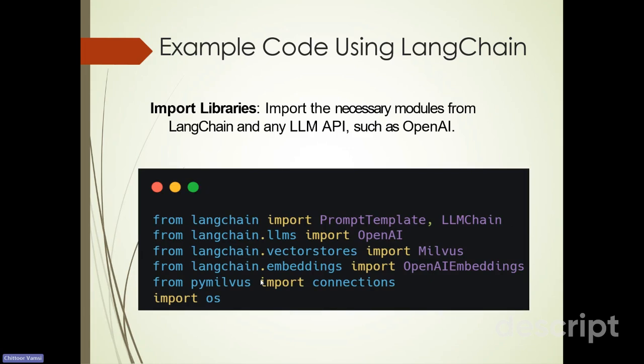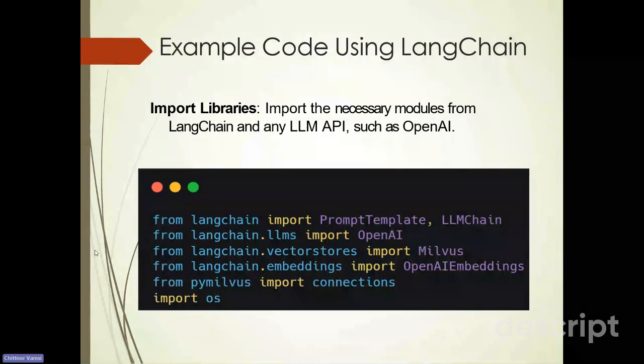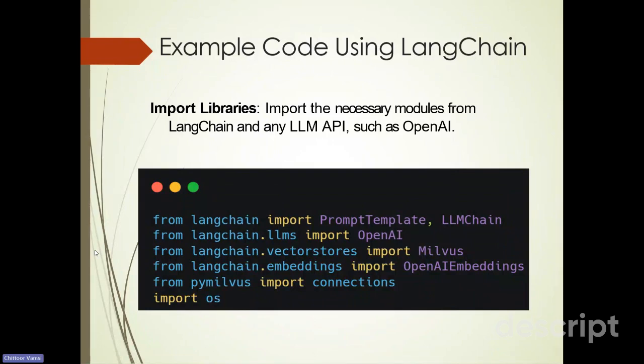Second, you import the necessary libraries. The prompt template in LangChain simplifies the creation and maintenance of prompts. Prompt is how you maintain the instructions and the context you pass to the LLMs. LLMChain helps you chain different LLM models together. OpenAI is simply the LLM. Milvus specifically is the vector database, and OpenAI embeddings is the function you use to vectorize the documents as well as the query in order to run your application. OS is pre-installed and is used to get paths. And PyMilvus is used to maintain the connections.